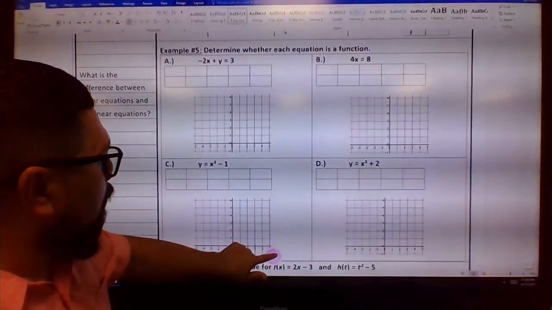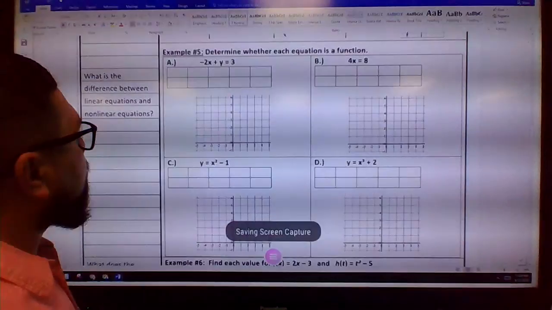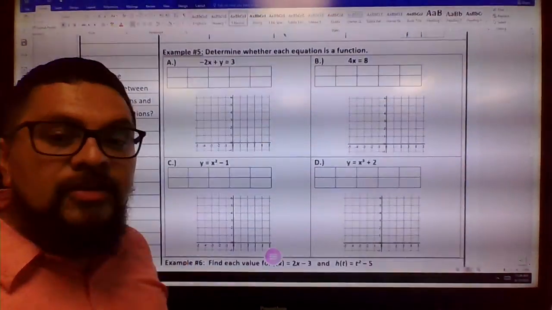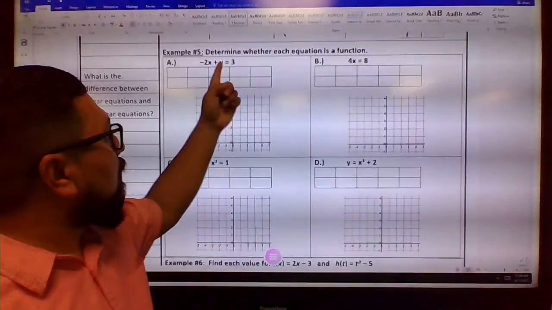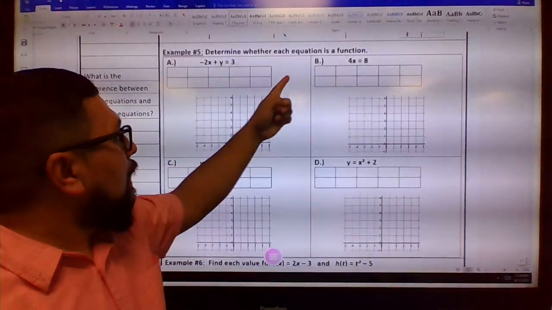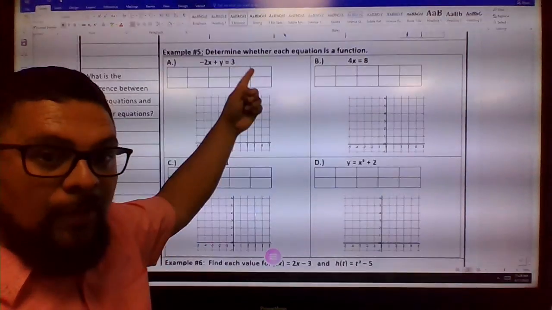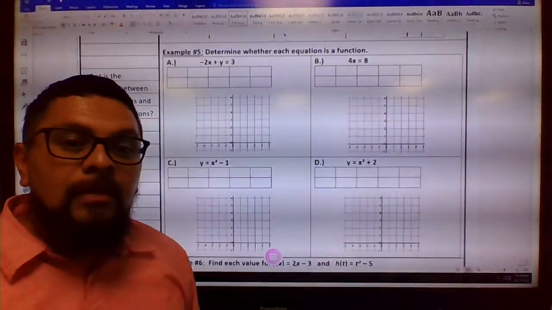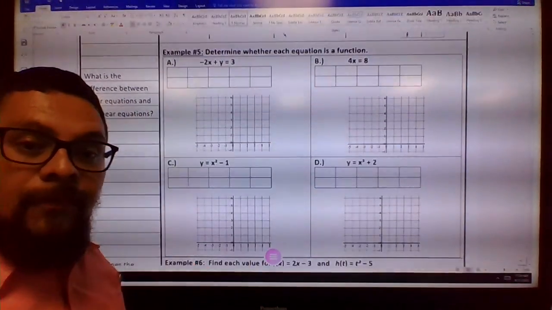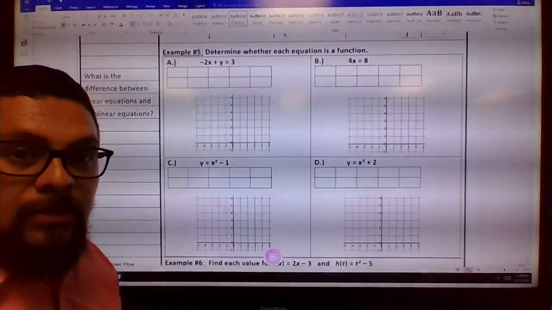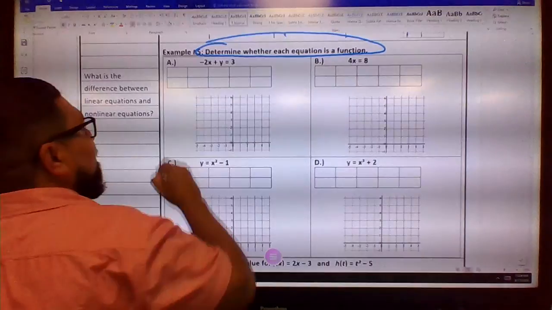All right, so let's go ahead and read the question on here. The question asks, determine whether each equation is a function. They're giving us an equation, and a table to help us find out the values, the points, and then we're going to graph it. Then we're going to use our vertical line test to see if they are functions or relations. So first thing I want you to do is understand what it's asking.